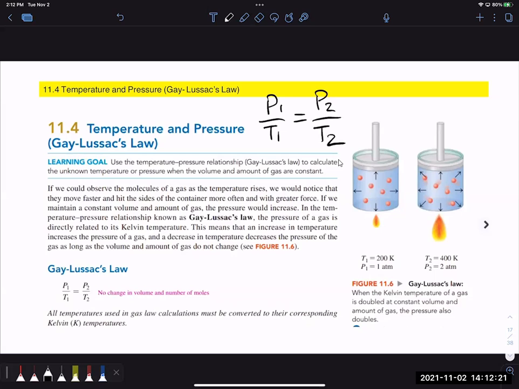And like all of the other equations that we've been talking about, we're changing either pressure or temperature, but our volume remains constant and our number of moles remains constant. Sorry, I said volume already. Volume and number of moles both remain constant.